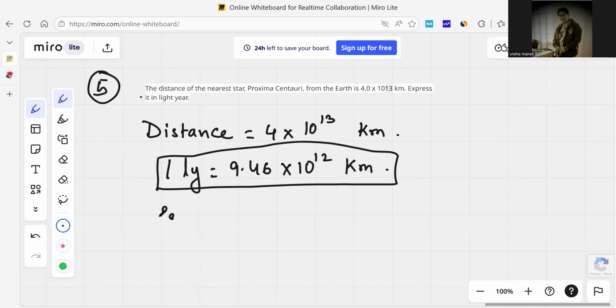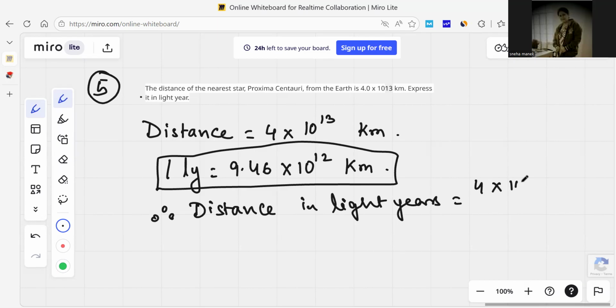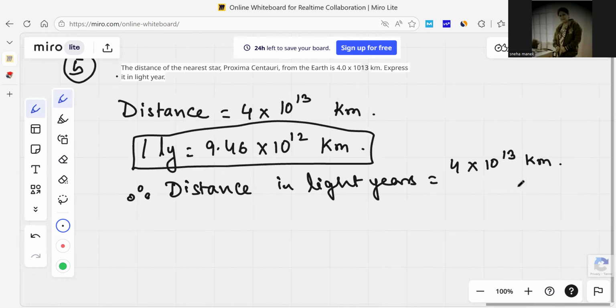So therefore distance in light years equals, what shall we do, multiply or divide? Since it is already in kilometer and we have to express this in light years, so 4 into 10 to the power 13 kilometer.